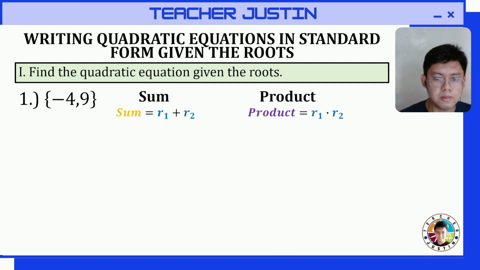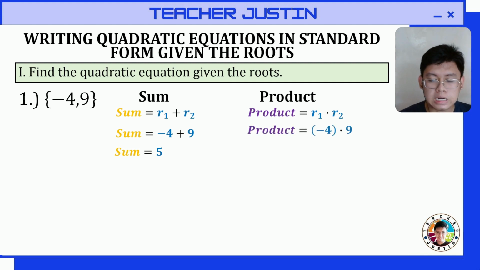Okay, so let's get the sum of the roots by adding negative 4 and 9. Negative 4 plus 9 is 5. So, that will be our sum. For the product naman, we multiply negative 4 and 9. So, negative 4 times 9 will give us negative 36.